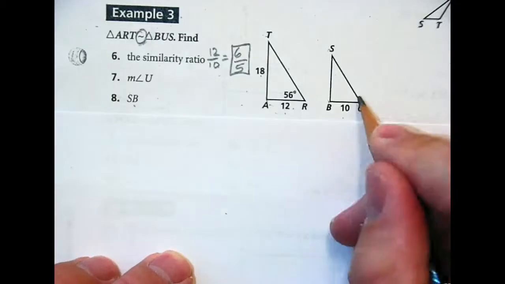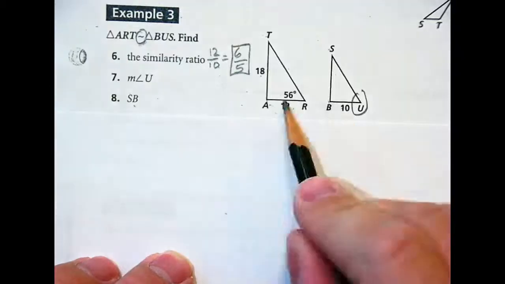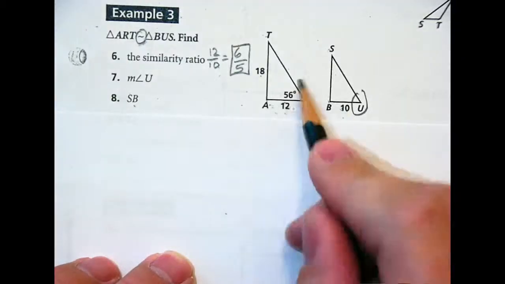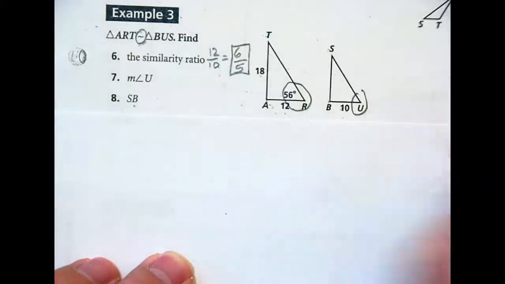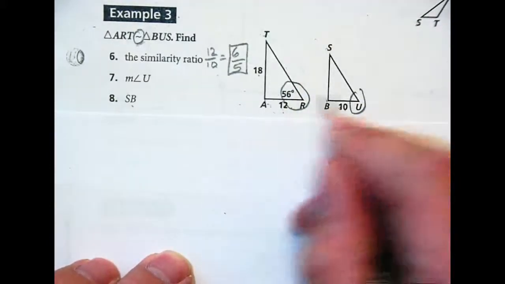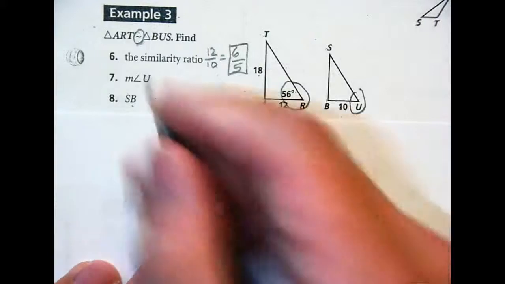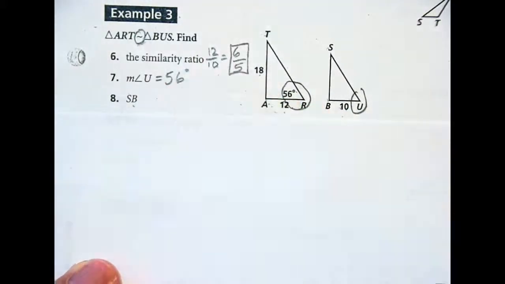Measure of angle U. One thing we haven't talked about with similar figures: the sides are different lengths, but angles stay the same. Similar figures have congruent angles. So it might be another piece to add to your notes. Similar figures have congruent angles. You guys catching that? Similar figures have congruent angles?